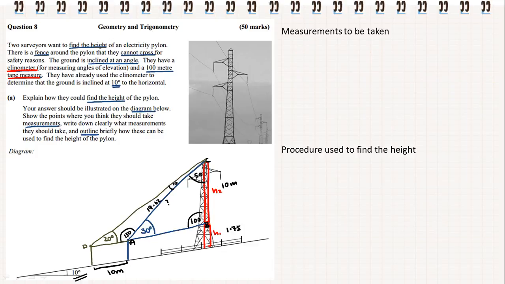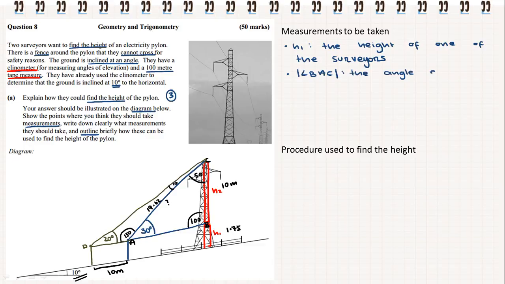So we've done what we needed to do on the diagram. So the first measure that we're going to identify is H1. This is the height of one of the surveyors. The next thing we did was we found the measure of the angle BAC. So this is the angle of elevation at point A.